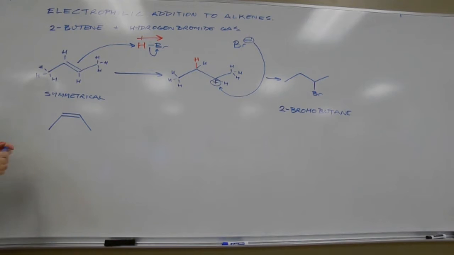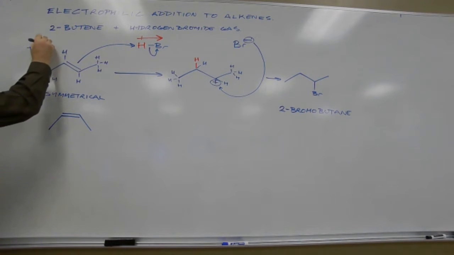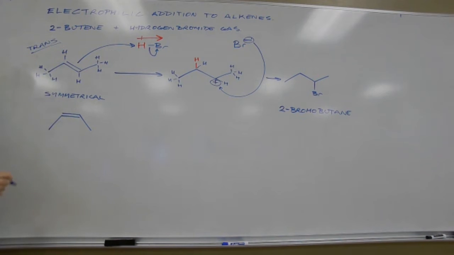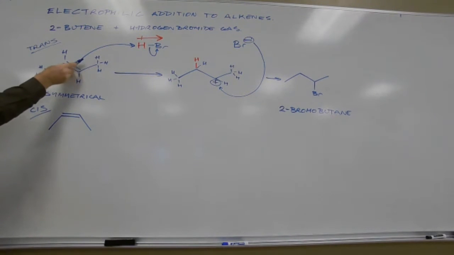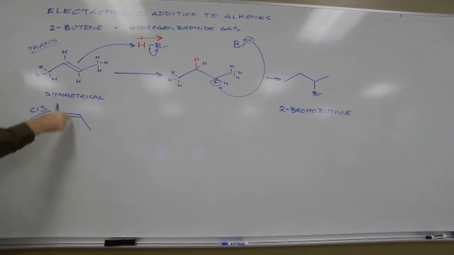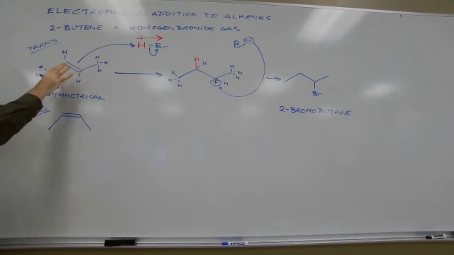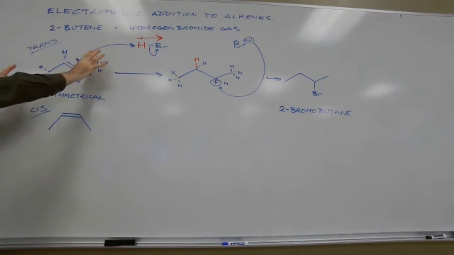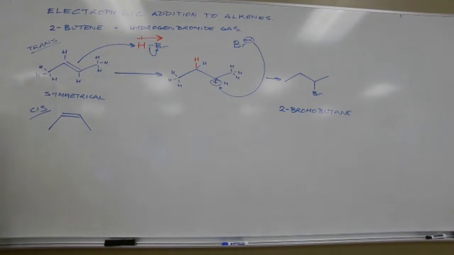If I start with the trans isomer. Trans isomer and the cis isomer. I've said this is symmetrical. I mean, technically, it's not. This one definitely is. It's symmetrical if we were to write it out in a plane, but the grouping here is the same as the grouping there.